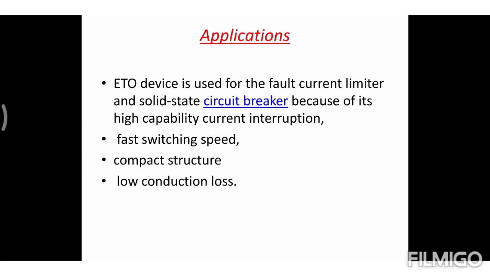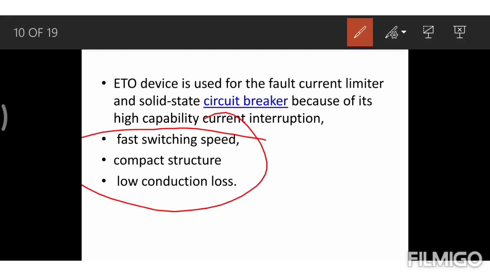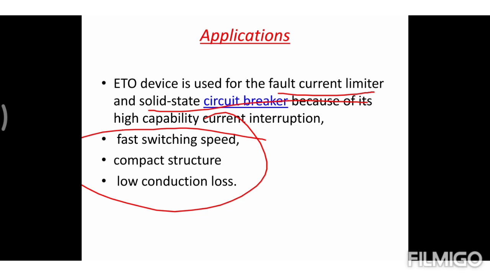And what are the advantages of this ETO? These three things are considered as advantages: fast switching speed, compact structure, and low conduction losses. And the applications of ETO are fault current limiter, and it is used in circuit breakers because of high current interruption. So these are the applications and advantages of ETO.